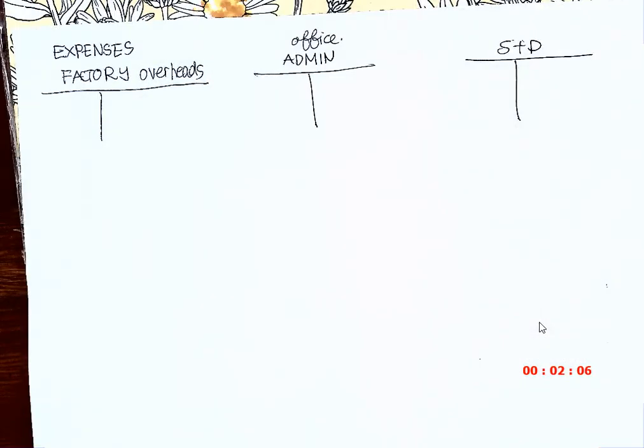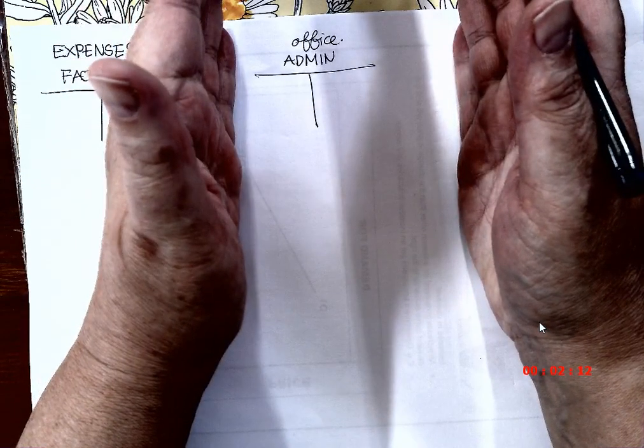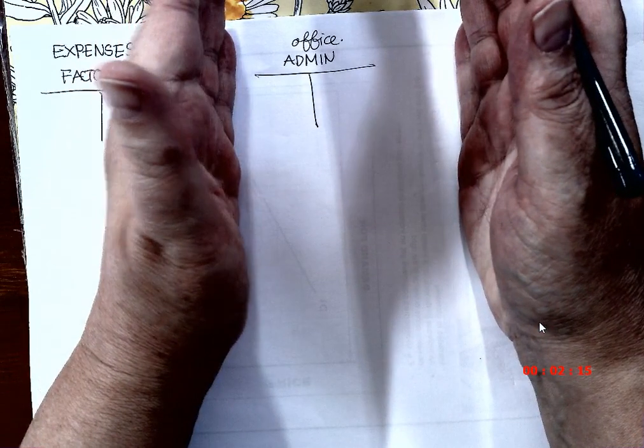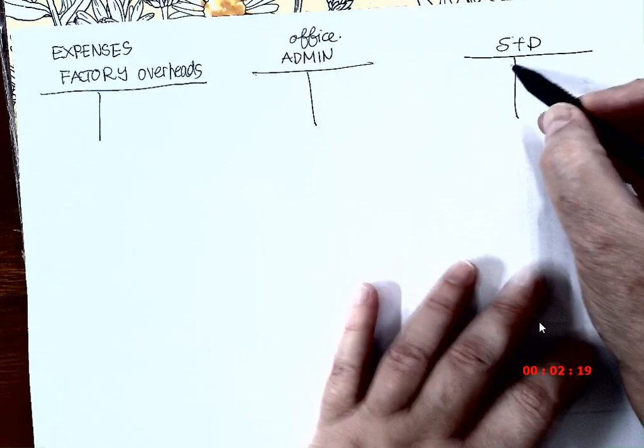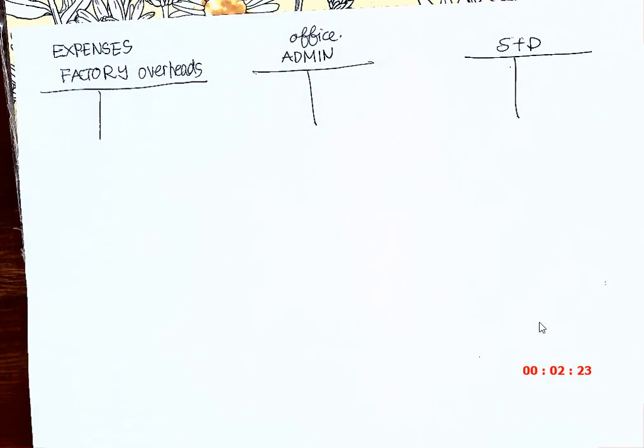So the expenses for the factory is everything to do with the production. The expenses for admin is everything to do with the office, because they need office workers. The expenses for selling and distribution is your expenses to do with exactly that, the sales and the distribution.